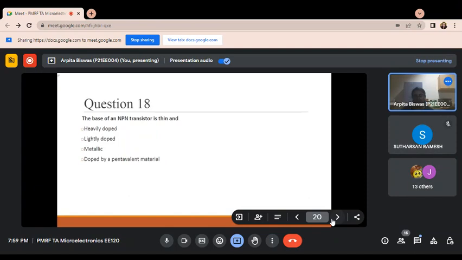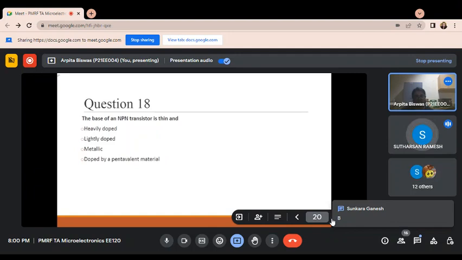So question number 18. The base of an NPN transistor is thin and heavily doped, lightly doped, or metallic, or doped by a pentavalent material. Ma'am, option B, lightly doped. Okay. Anyone else?